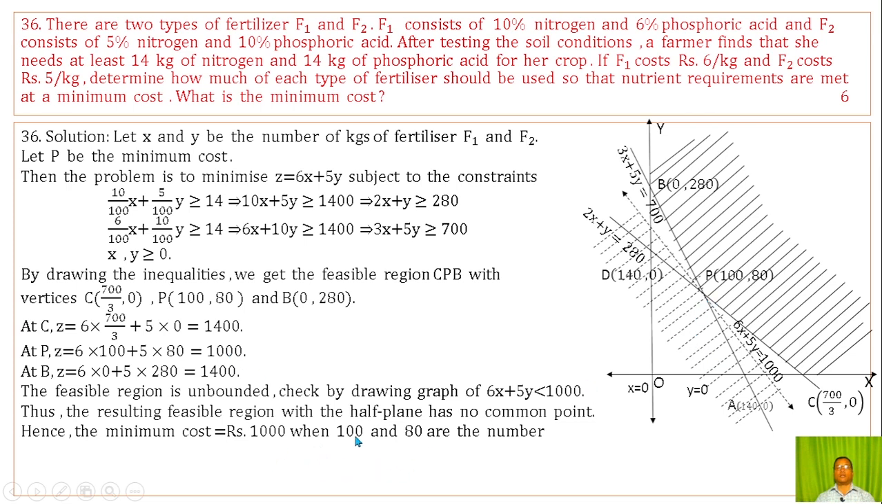When X and Y are the number of kgs of fertilizers F1 and F2.